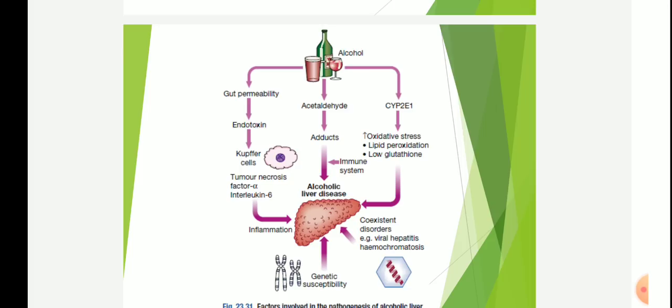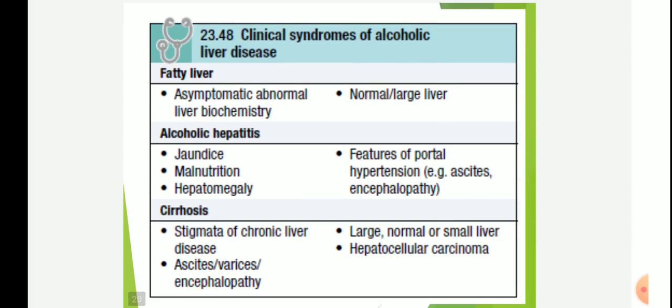So the clinical syndromes of alcoholic liver disease: fatty liver, asymptomatic abnormal liver biochemistry, alcoholic hepatitis, wherein there is jaundice, malnutrition, hepatomegaly, features of portal hypertension, then leading to cirrhosis, wherein there are stigmata of chronic liver disease, ascites, varices, encephalopathy, hepatic coma, and even hepatocellular carcinoma, the hepatomas.